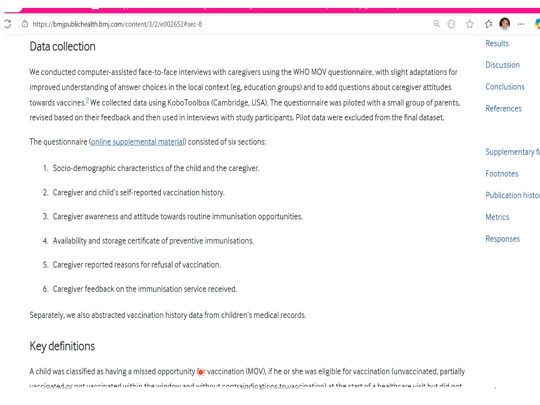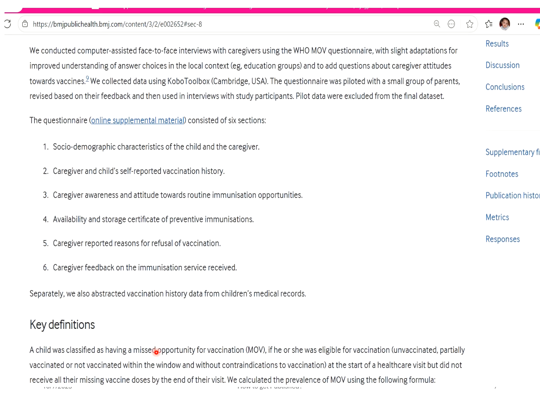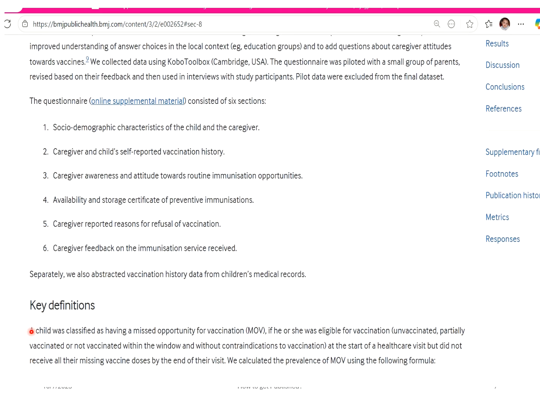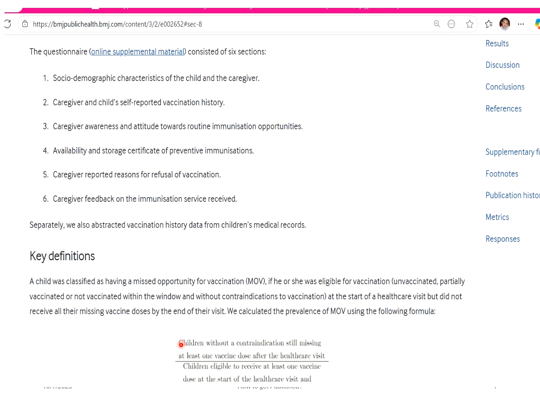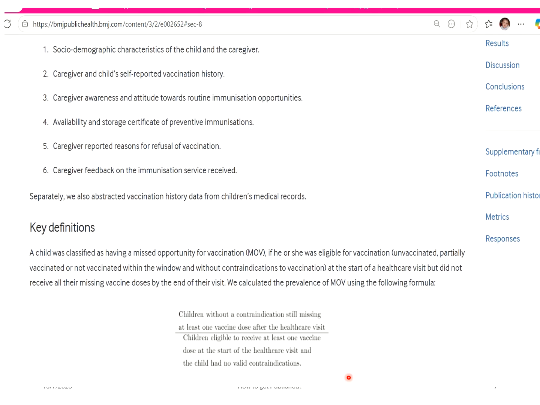Now the key definitions, these are actually the operational definitions. Maybe some standard definitions are also used. That's why they use the term key definitions. Like MOV is missed opportunity for vaccination. It's a standard definition, so that's why they're using it.